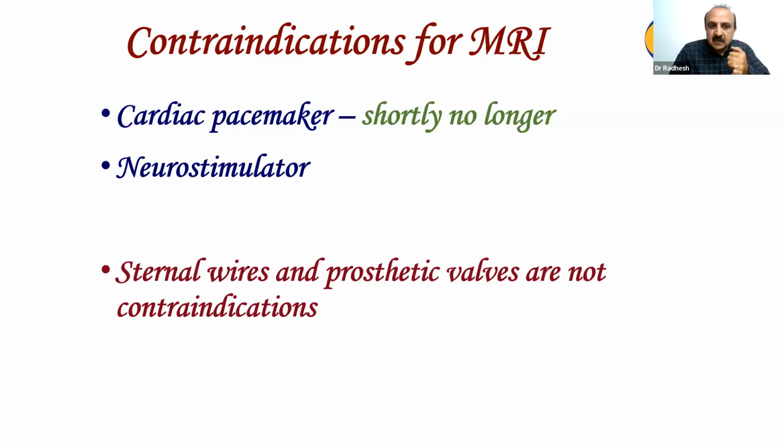Now, a patient has undergone a cardiac, say, stenting. Can we do the MR? Within half an hour, we can do the MR. There is absolutely no issue. Cardiac stents are not contraindications. Sternal wires are not. Prosthetic valves are not. Okay, because today you have a lot of bioprosthetic valves which are coming in, which are no longer contraindications for MR.